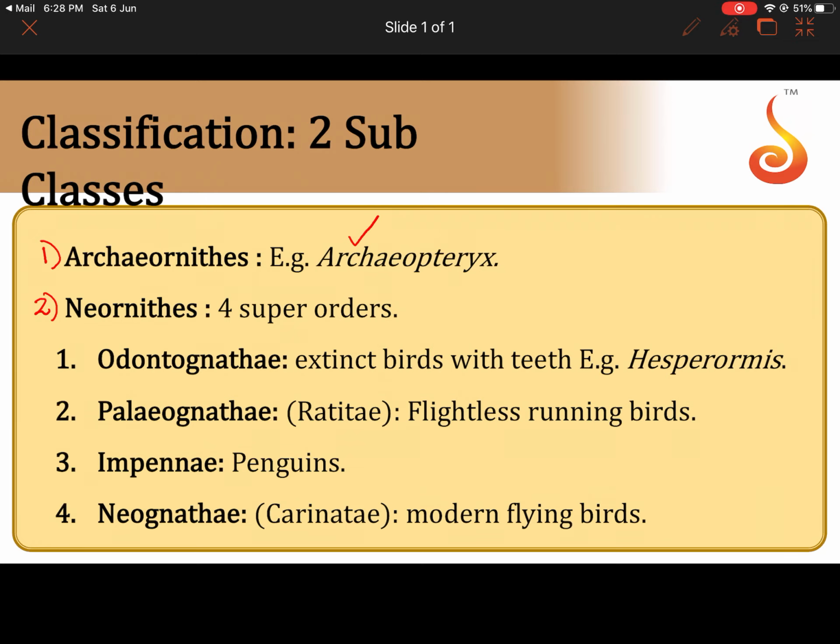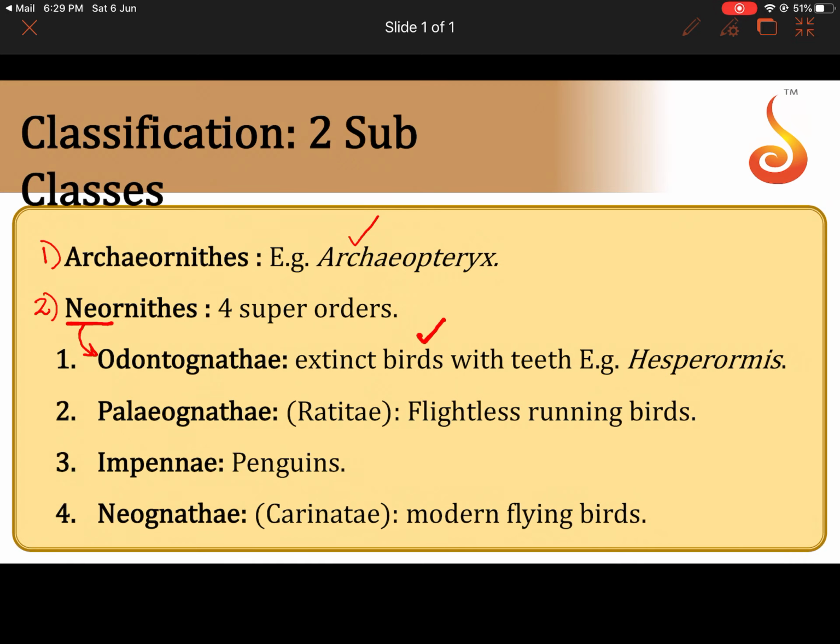We have the second subclass, which is called the Neornithes, because this also includes a group called Odontognathae, which consists of extinct birds which have teeth in their jaws. So odontos meaning teeth and gnatha meaning jaws. So birds which are extinct today and with teeth in their jaws, like Hesperornis, belong to Odontognathae.